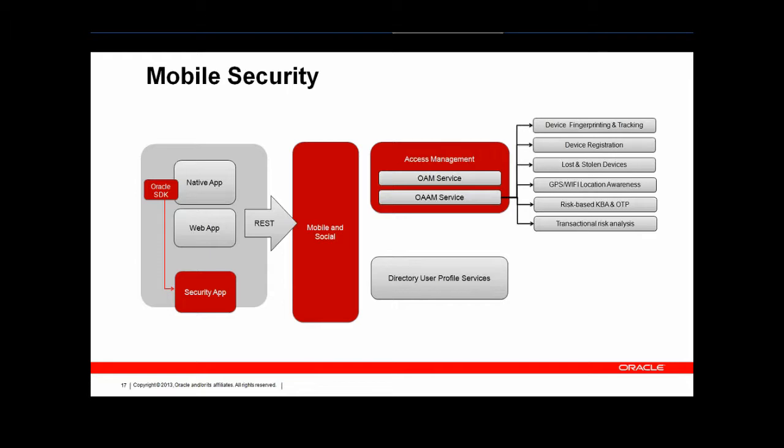Again, having adaptive access manager is not a must, but if you do have adaptive access manager, it's going to provide you device registration, device fingerprinting, lost and stolen device rules. Obviously, we have enhanced adaptive access manager to do that for mobile and social. It provides you risk-based KBA authentication, and it also provides you transactional risk analysis. Right? So I talked about once you have logged into an application, when you want to do risk analysis for a specific transaction, that's also done through adaptive access manager.